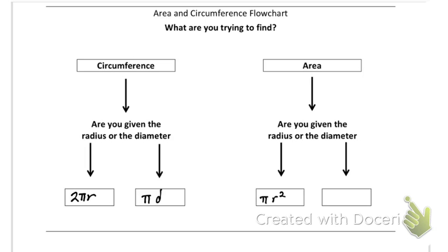But if I have the diameter, you have to remember to get to your radius, you have to divide by 2. So this would be pi times diameter divided by 2, squared. I almost never talk about this formula, d divided by 2, because you usually just find your radius first and then you plug it into your pi r squared.